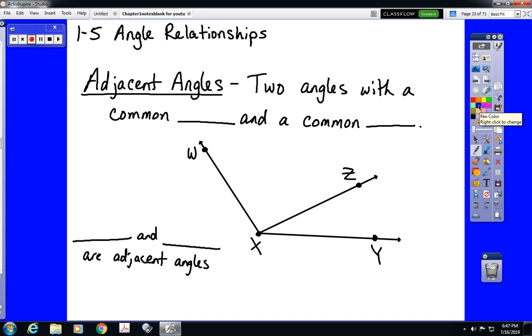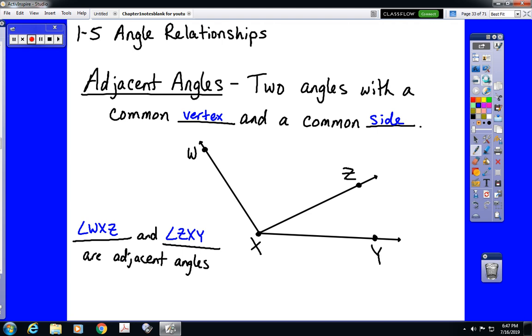Adjacent angles are two angles that share a common vertex and a common side. So if we look at the picture here, we can see that there are two angles, angle WXZ and angle ZXY. Both have a vertex at X, see? And they share side XZ. So the adjacent angles, think of them as angles that are next to each other. Two angles that share a common vertex and a common side.